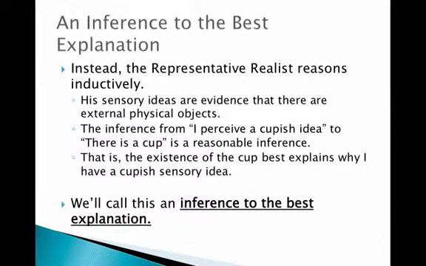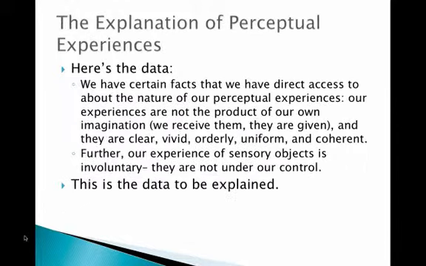And this is what philosophers call an inference to the best explanation. It happens in philosophy as well as in many other sciences. So here's the data. We have certain facts that we have direct access to about the nature of our perceptual experiences. Our experiences are not the product of our own imagination. We receive them, they're given, but they're also clear and vivid, orderly, uniform, and coherent. Unlike, say, hallucinations or dreams.